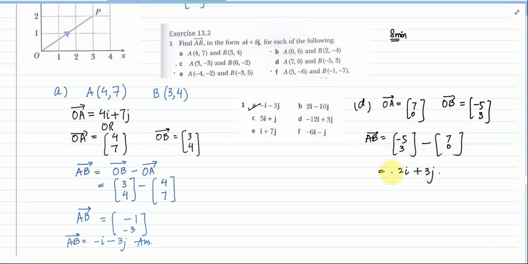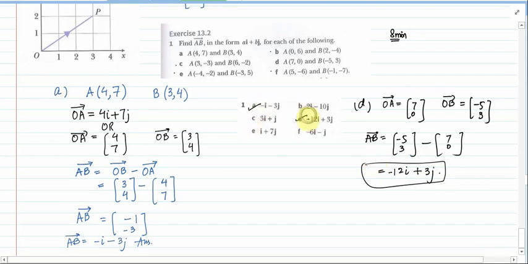-5 minus 7, it's -12. -12i plus 3j, and that is the same answer, right? So I hope that it's an easy question and all of you attempted all the parts very easily, and you can verify your answer from the book marking scheme. So I hope that there is no confusion in this question number 1.